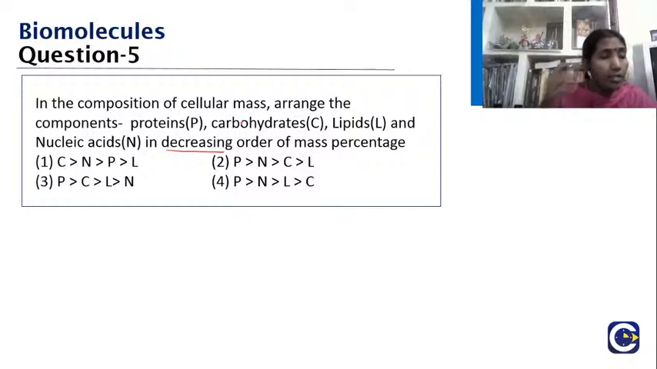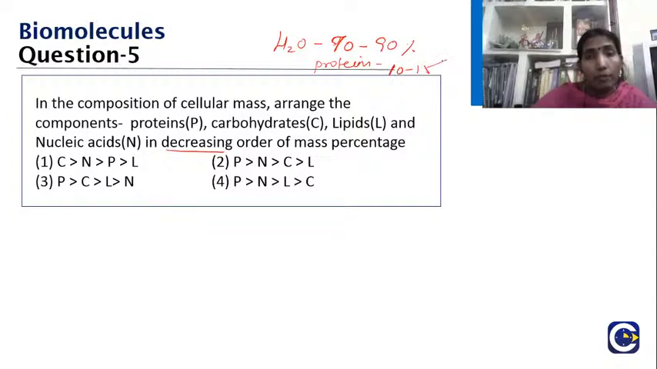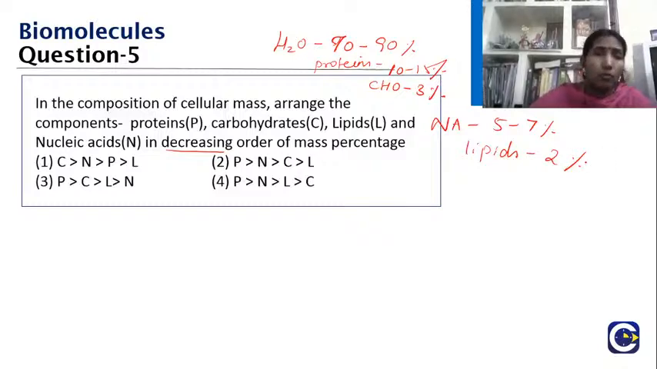When you take an average living cell, the majority is water, which constitutes somewhere around 70 to 90%. And then we have the protein, then the carbohydrates, in terms of mass. The proteins will constitute around 10 to 15%. Then the carbohydrates around 3%. Then the nucleic acids, which will be around 5 to 7%. And then the lipids, which will be around 1 to 2%. So this will be their order.